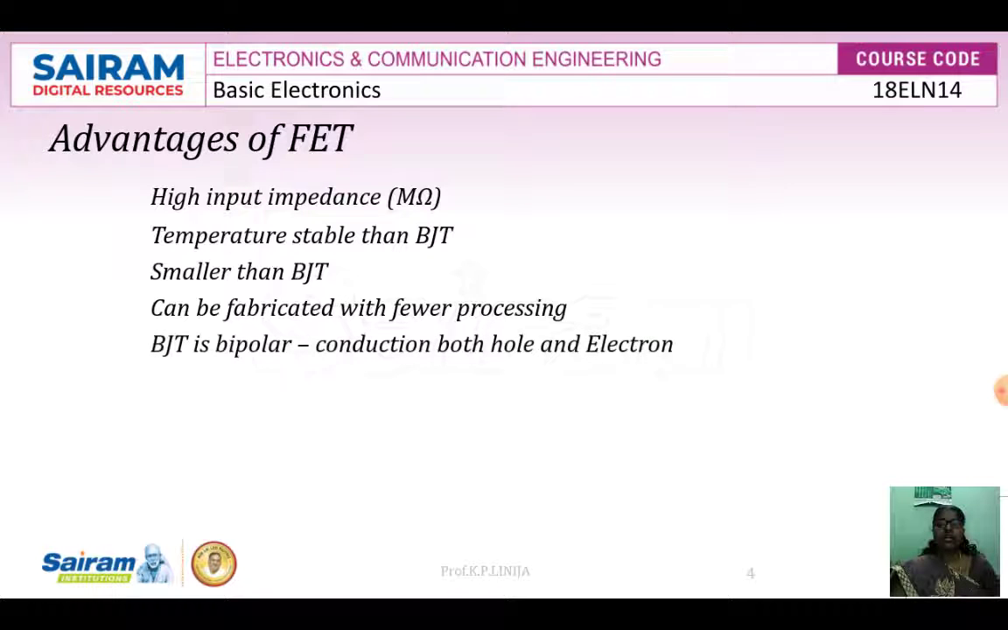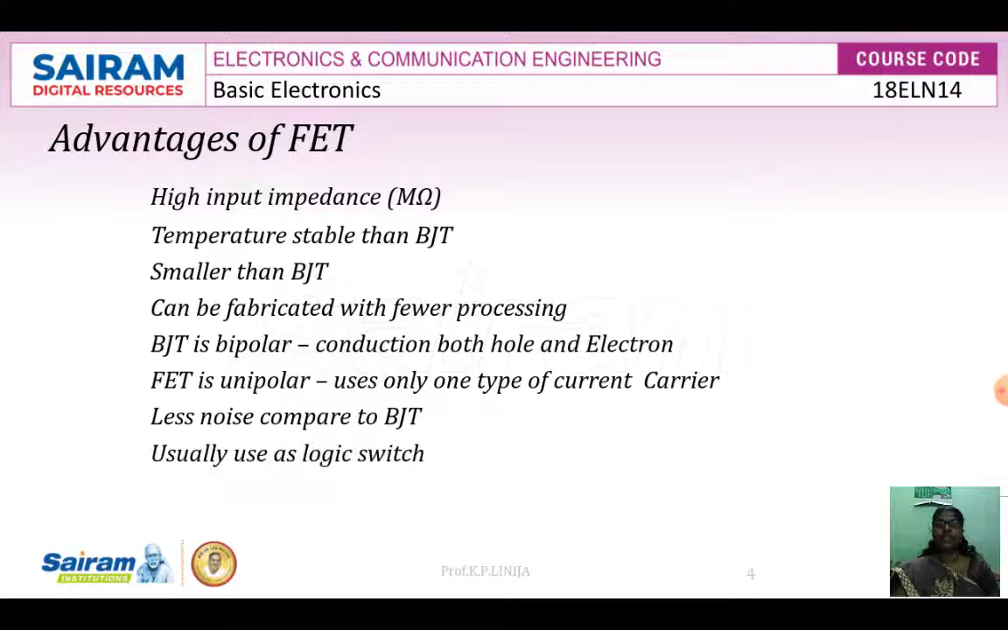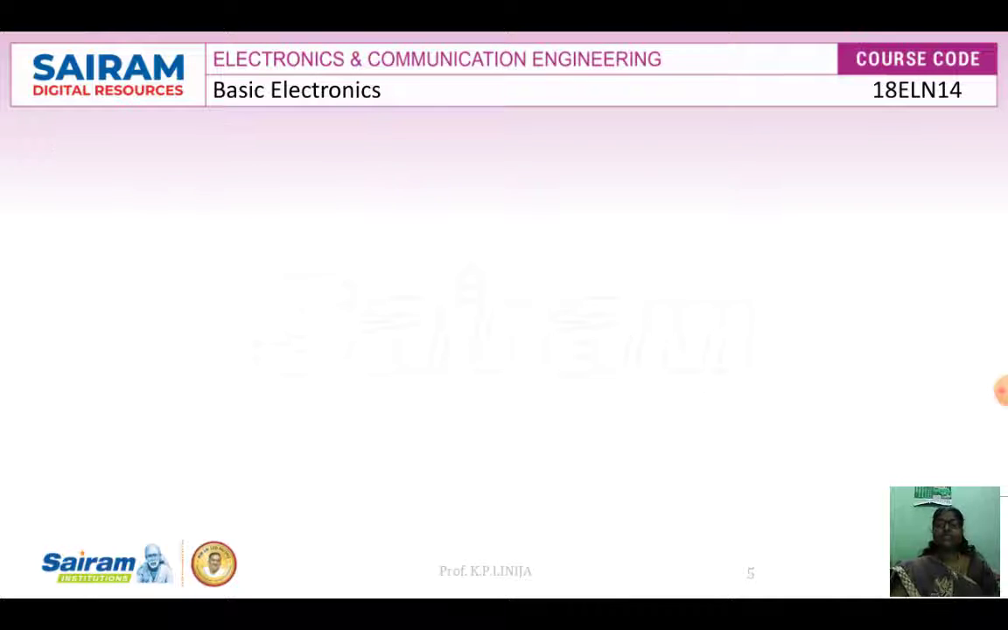The bipolar junction transistor is bipolar, in the sense that conduction happens with both holes and electrons. But the field effect transistor is unipolar because it uses only one type of current carrier. And the noise is very low if we use the field effect transistor. And as I told, the main application of the field effect transistor is as a logic switch.